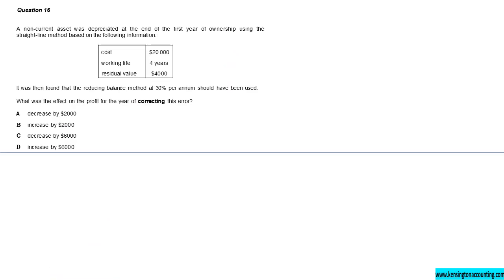Question 16 is about depreciation. The two methods of depreciation are straight line method and reducing balance method. So it says here a non-current asset was depreciated for the first year using the straight line method. Later it was found that it was an incorrect method. The correct method is in fact the reducing balance method. So what was the effect on the profit of correcting? So when you correct this error, what happens to the profit?